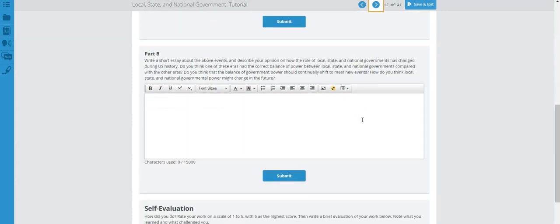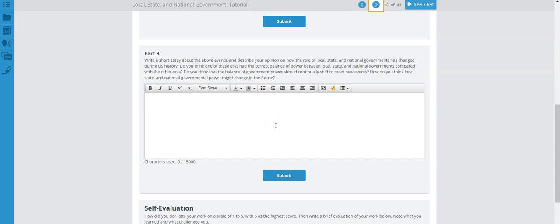Let's move on to part B. Write a short essay about the above events and describe your opinion on how the role of local, state, and national governments has changed during U.S. history. Do you think one of these eras had the correct balance of power between local, state, and national governments compared with the other eras? Do you think that the balance of power, in this case for the government, should continually shift to meet new events? How do you think local, state, and national governmental power might change in the future?